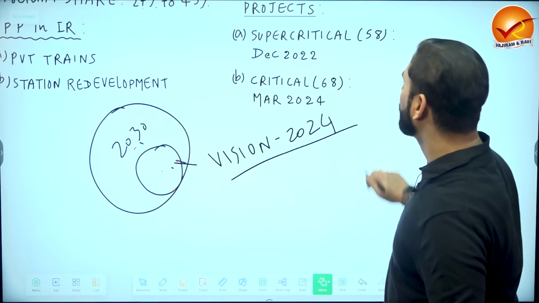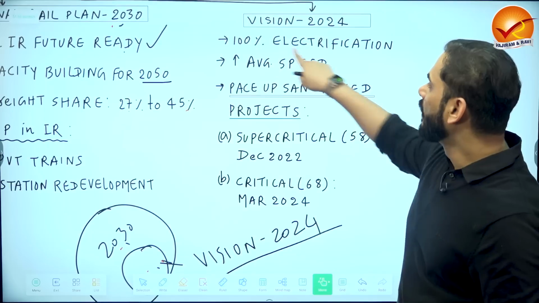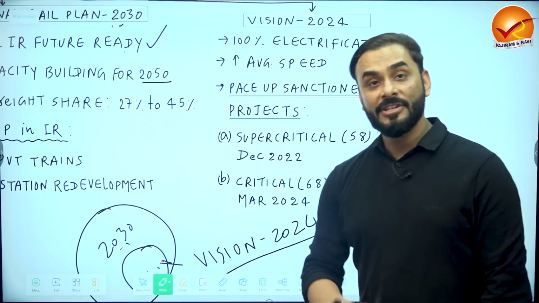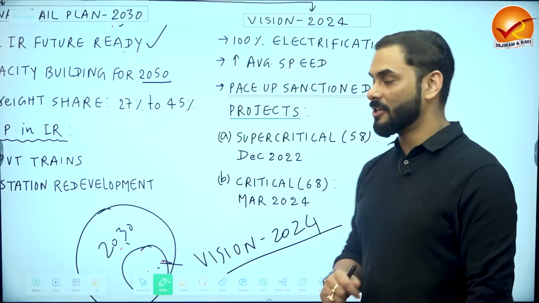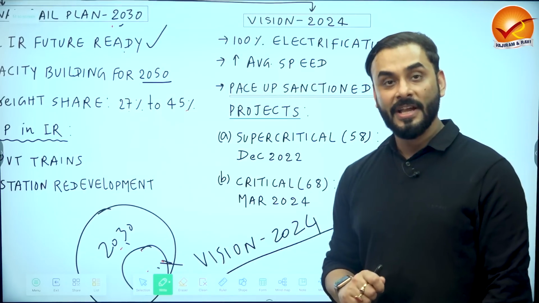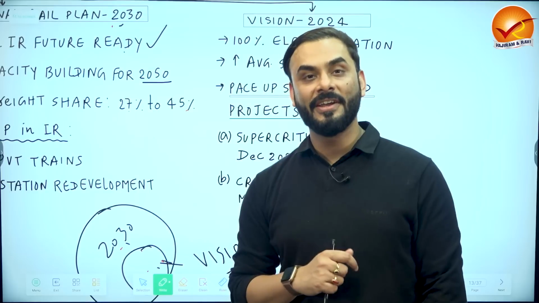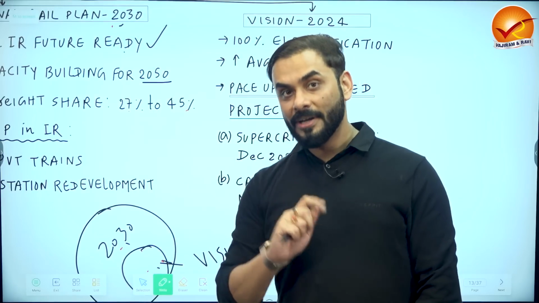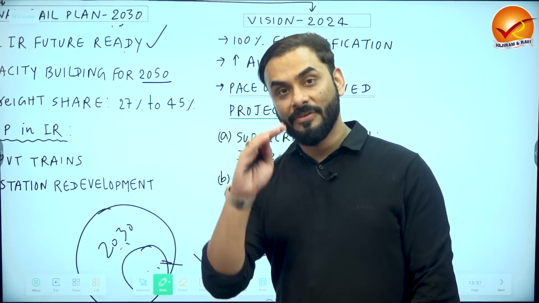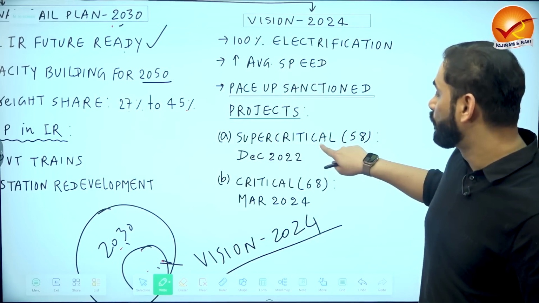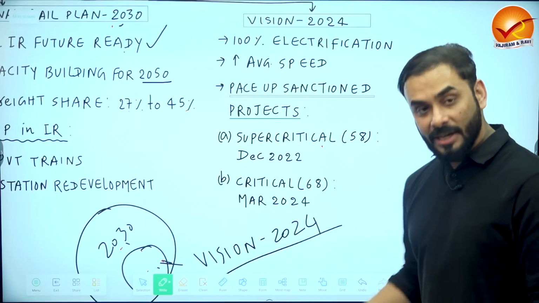So what is mentioned in Vision 2024? 100% electrification of railway, increasing average speed of Indian trains. This is mentioned. Plus there is something very interesting. It says that there are some projects which have already been started in Indian Railway, but it has not been completed, right? So the government has divided all the ongoing projects into two parts. One is called as supercritical projects. One is called as critical projects.